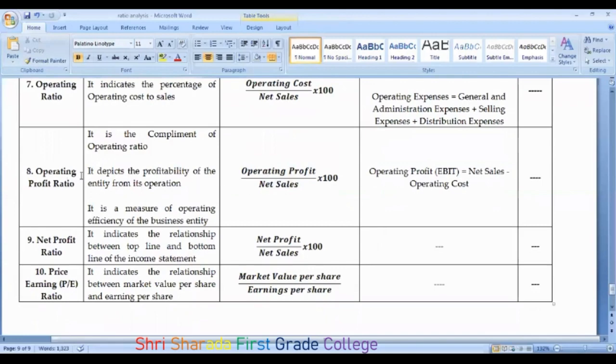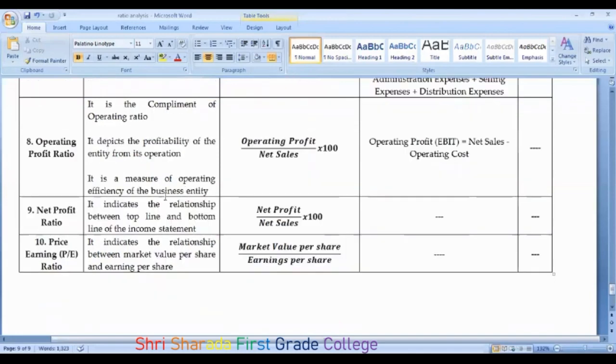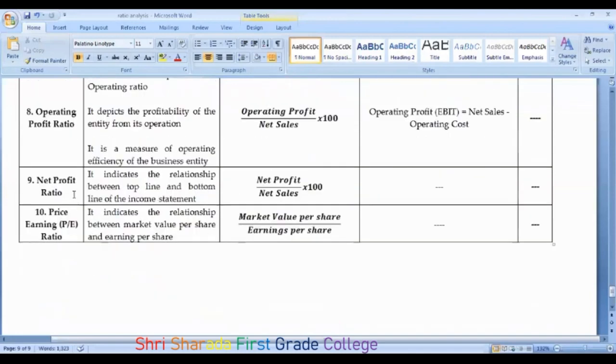So what is actually the operating profit? Operating profit depicts the profitability of the entity. It is found out by using the operating profit ratio, to see whether any improvement needs to be done for the operating profit. That will be analyzed in the operating profit ratio. The next one is the net profit ratio. The net profit ratio indicates the relationship between the top line and the bottom line of the income statement. So net profit will be compared with the net sales into 100.